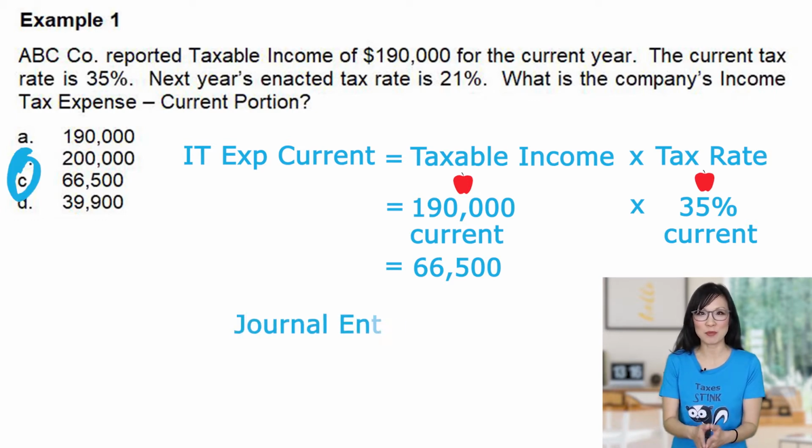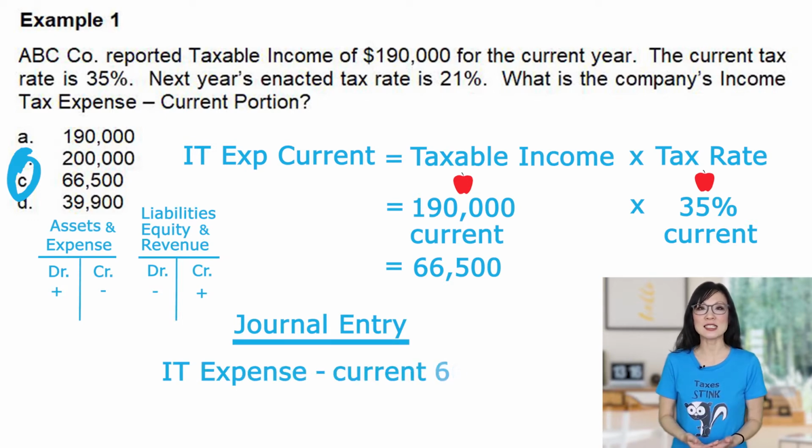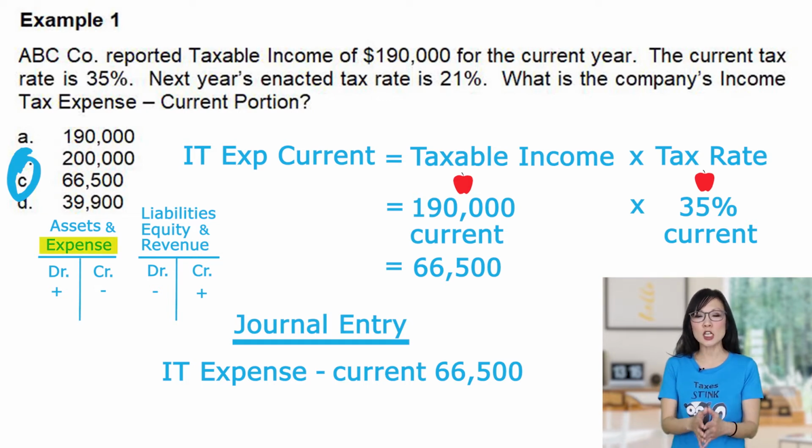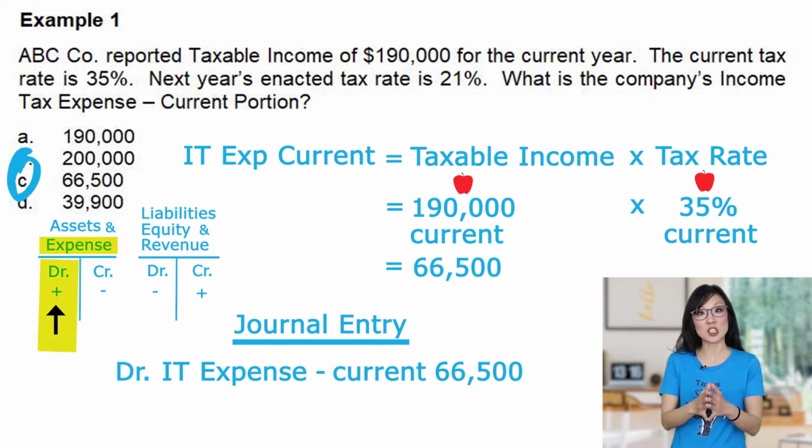Let's do the journal entry. Here we have current income tax expense, $66,500. This is the tax expense that we calculated based on our taxable income. We've incurred this expense and it's increasing. It's a debit, $66,500, and it's going to income tax expense current.